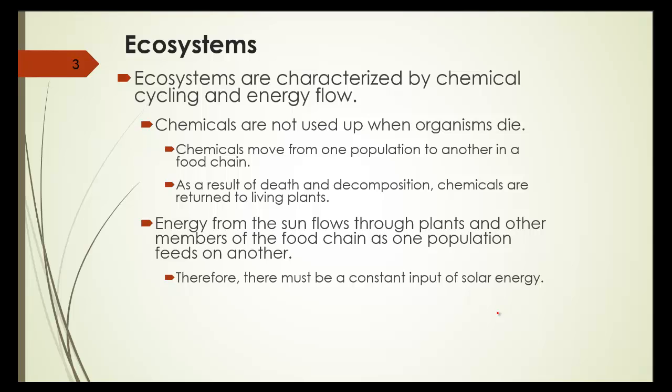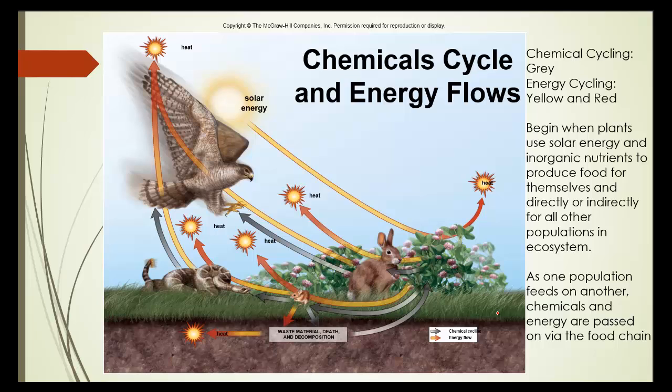Ecosystems are characterized by chemical cycling and energy flow. Chemicals are not used up when organisms die. Chemicals move from one population to another in the food chain. As a result of death and decomposition, chemicals are returned to living plants. Energy from the sun flows through the plants and other members of the food chain as one population feeds on another. Therefore, there must be a constant input of solar energy.